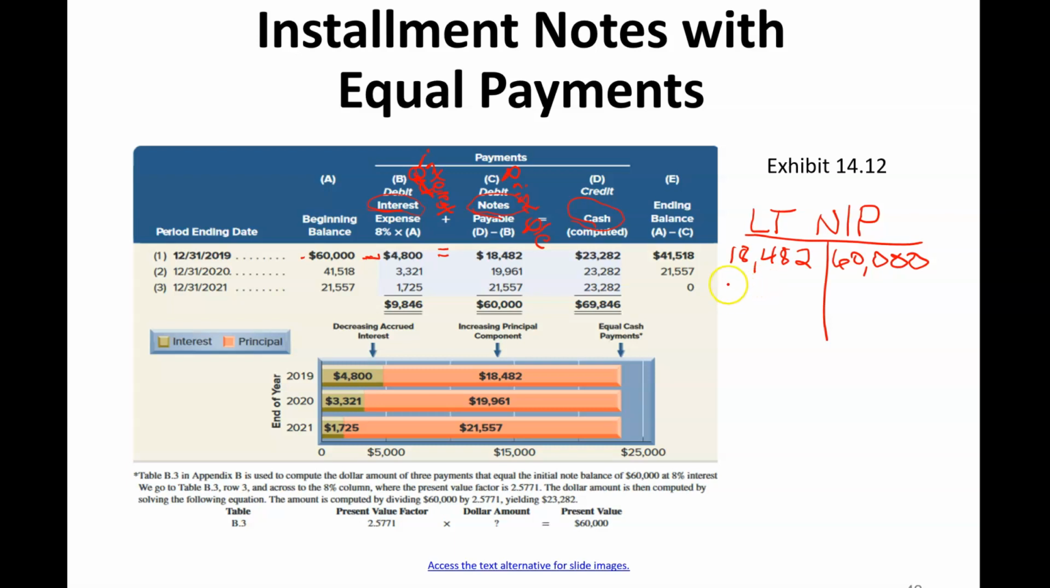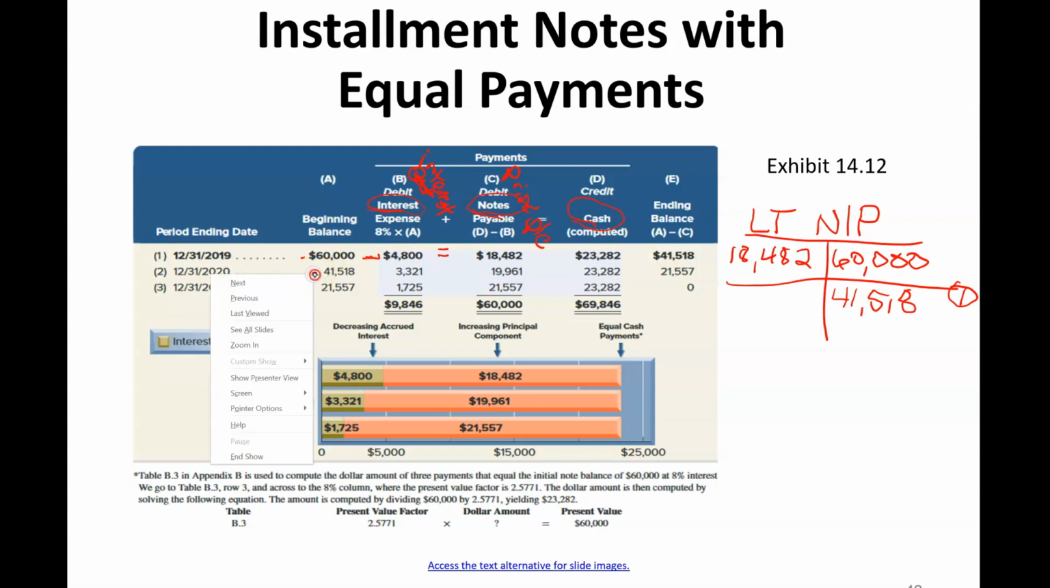So if we look at this at the end of year one, our balance in the account is $41,518. If we end year one with that amount, we're going to start year two with that amount. So the starting balance of year two is $41,518. To get the interest that we owe, we're going to take the $41,518 and multiply by 8%.